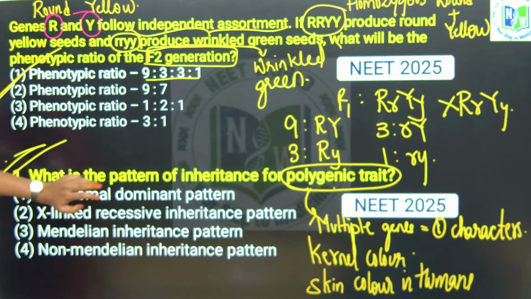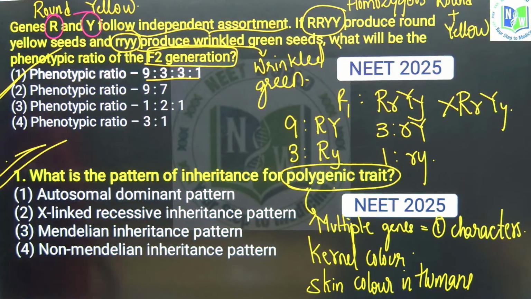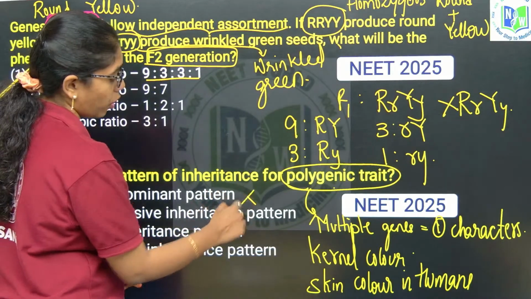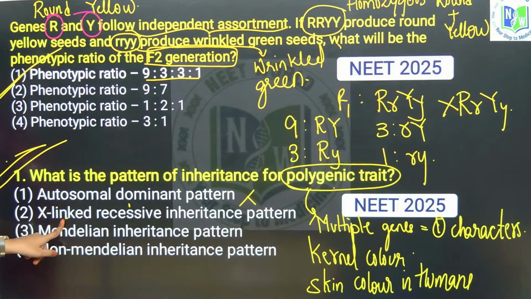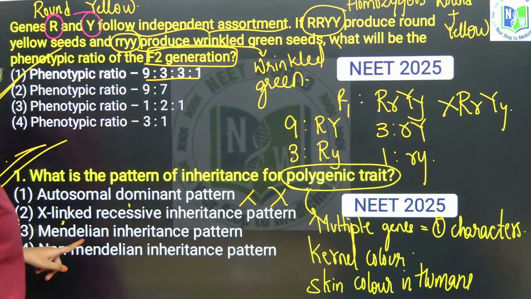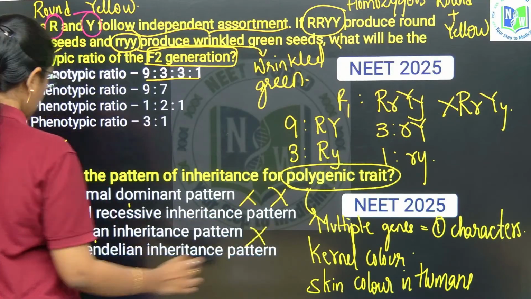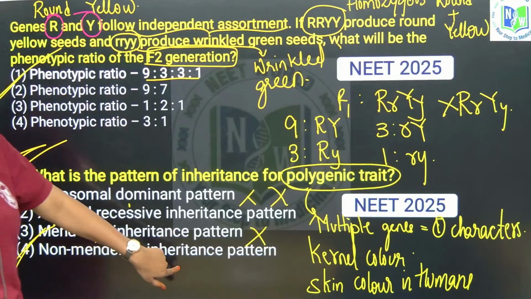So what is the pattern of inheritance for polygenic? It is not autosomal dominant, because it is not following the Mendelian pattern of inheritance. It is not X-linked. It is not a Mendelian pattern of inheritance. This shows a non-Mendelian inheritance pattern.